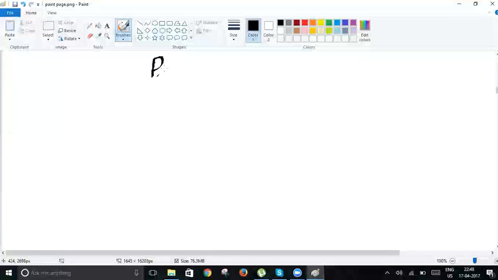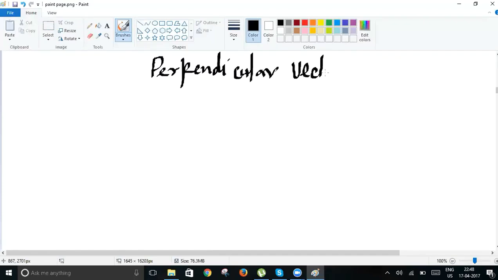Vectors which are perpendicular to each other. Perpendicular vectors. Suppose you are taking two vectors. First one is this, and second one is this. These two vectors are perpendicular to each other.